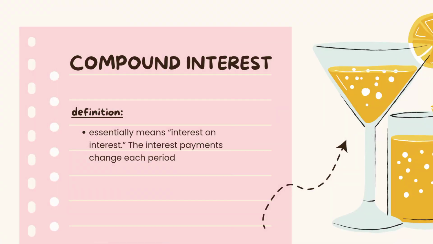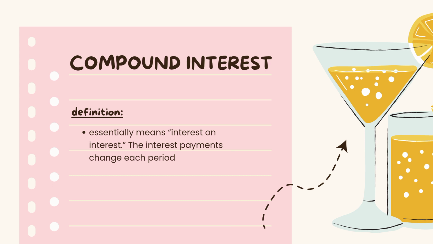Compound interest essentially means interest on interest. The interest payments change each period. While yung compound interest, interest on principal and interest on previously earned. Ibig sabihin, interest on interest. Yung interest, lalagyan pa ng another interest.